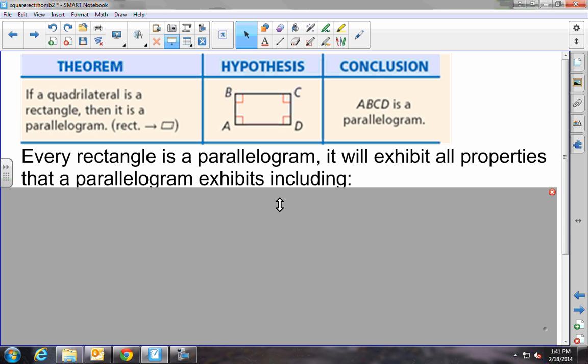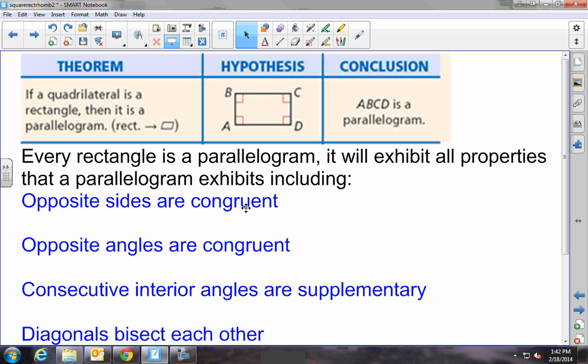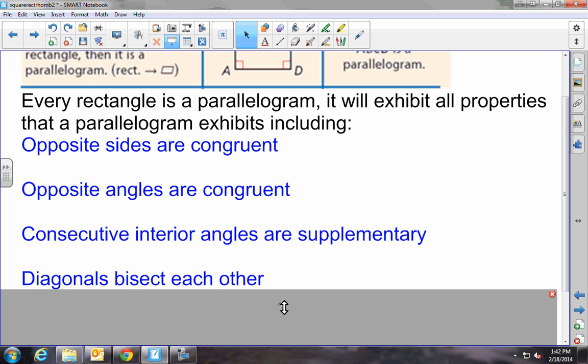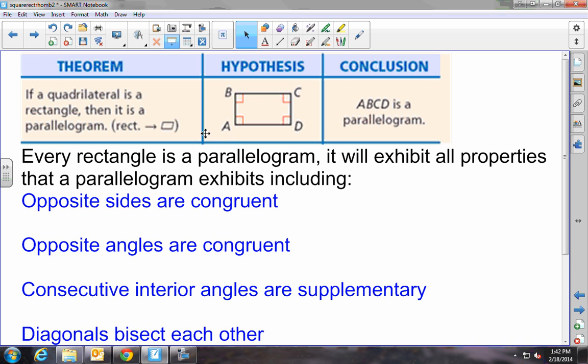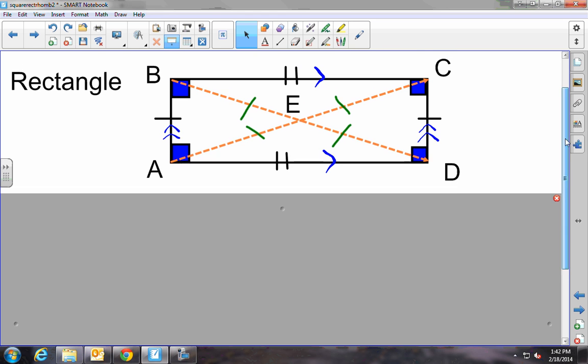Alright, first we're going to start with rectangles. Every rectangle is a parallelogram, so it will exhibit the exact same properties that parallelograms do, which are these. Opposite sides are congruent, opposite angles are congruent, consecutive interior angles are supplementary, and the diagonals bisect each other. Okay, so all those properties are true for all parallelograms, including rectangles, squares, and rhombuses. Let's look at what makes a rectangle different, since that's what we're really concerned with.